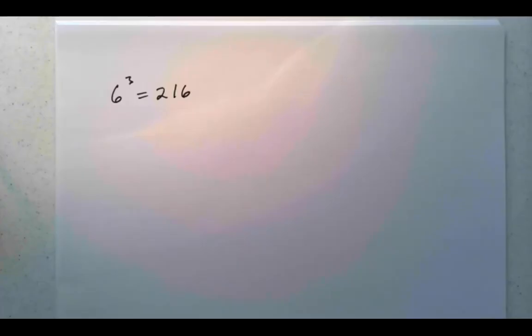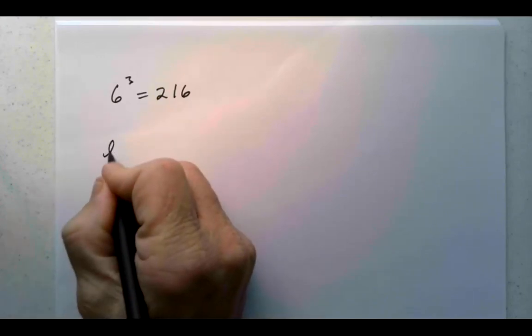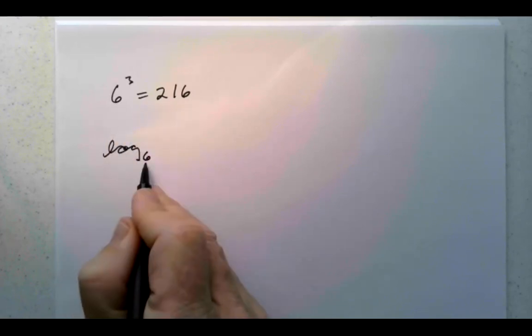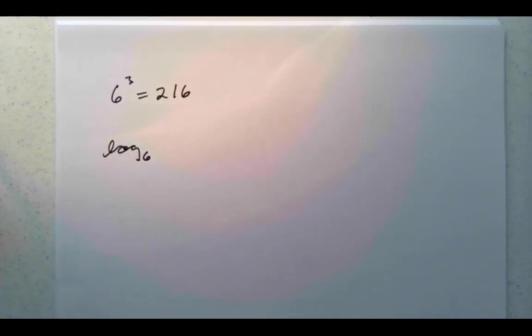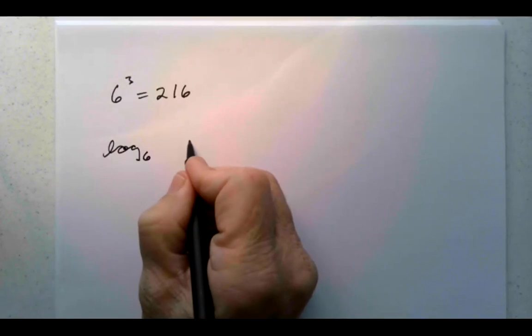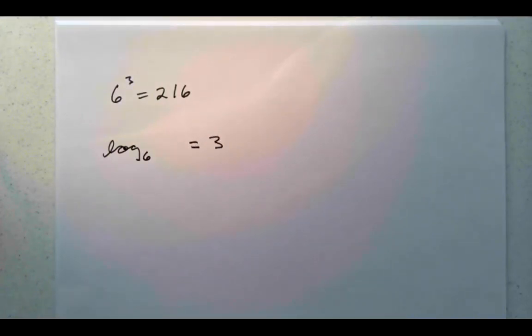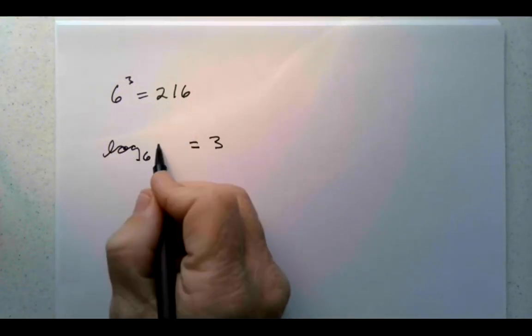Well, it's log base 6. The base of the exponent is the base of the logarithm. That's the first thing that you want to know. The exponent, though, goes on the right side. So the log is an exponent. Log base 6 of what?